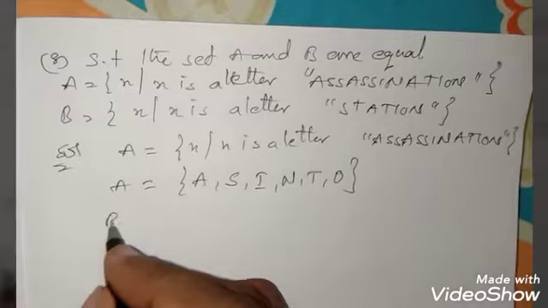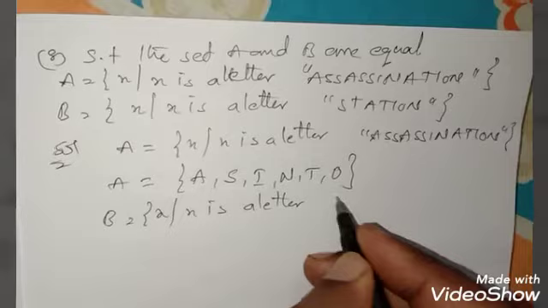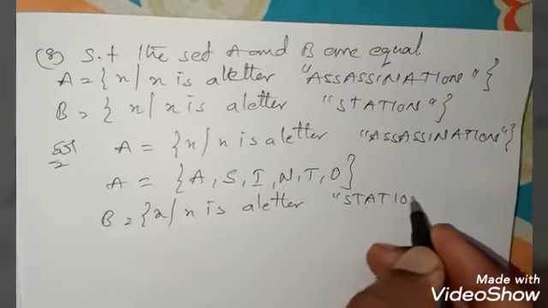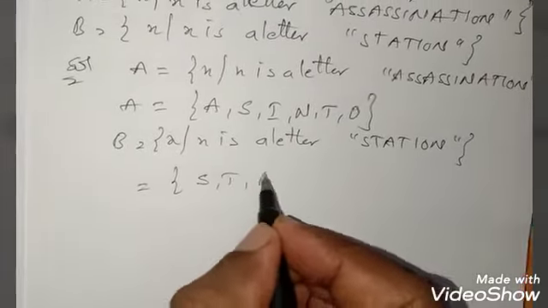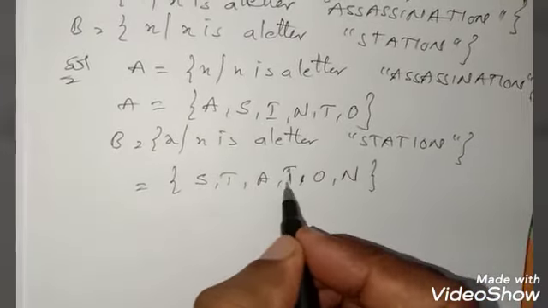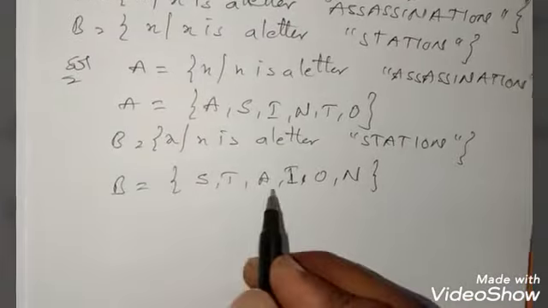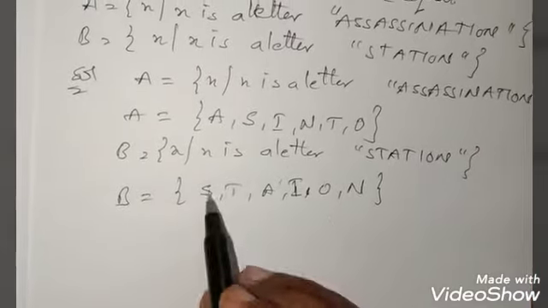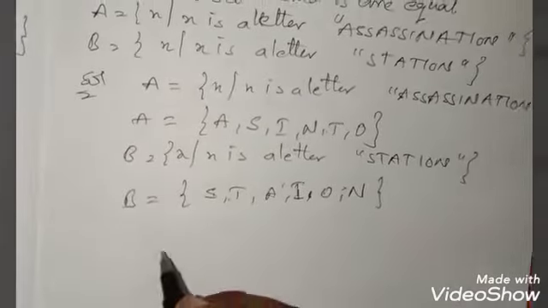Right, next, B is equal to {x : x is a letter of STATION}. Now again convert this B into roster form, so I can write S, T, A, I, O, N. Right, now see whether the elements of A and elements of B are equal. So A, next S, next I, next N, next O, next T. Both sets have equal elements, so I can write A is equal to B.